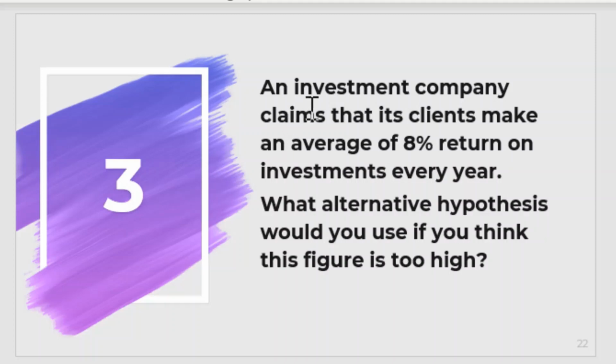How about this one? An investment company claims that its clients make an average of 8% return on investment every year. What alternative hypothesis would you use if you think this figure is too high? Try to state the null and alternative hypothesis of those three statements as your exercises.